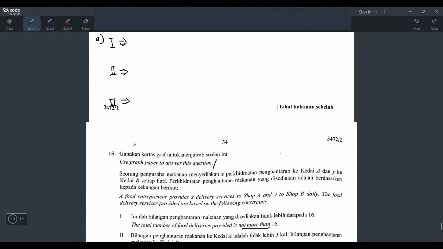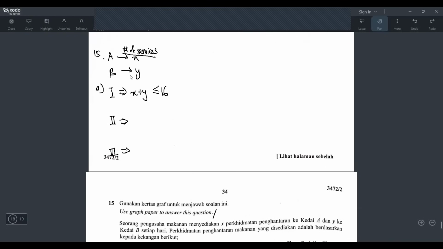The keyword here is not more than. Not more than means tidak melebihi, tidak lebih, means it has to be kecil or sama dengan, smaller or equal. It means x plus y smaller or equal 16. Why do I have to take x plus y? Because it's the total number of food delivery. They never say shop A, shop B, right? It means we add together.